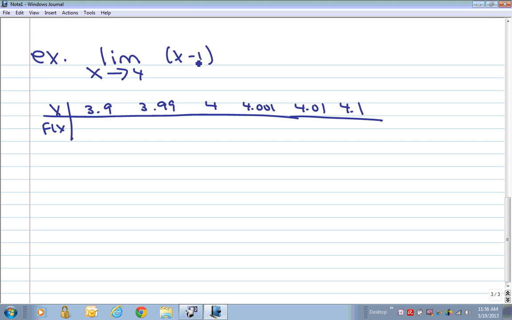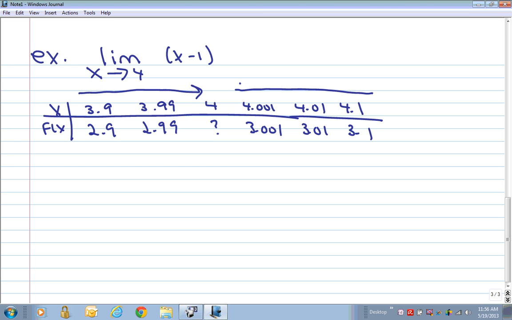If we plug in these values and subtract 1, the table with the y values would give an output of 2.9, 2.99. I'm going to leave a question mark here. 3.001, 3.01, and 3.1. This is a really simple one. So what I want you to read is, as x approaches 4. Okay, so if we're coming from the left side and we get closer to 4, and we're coming from the right side and we get closer to 4, what is happening to our y value? What is happening to that?